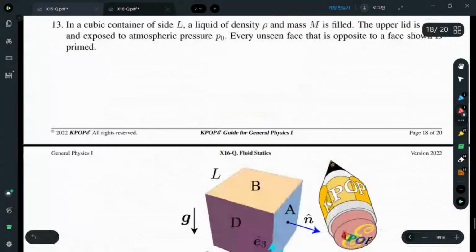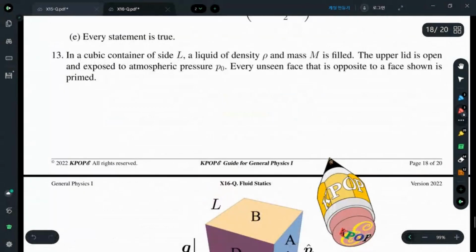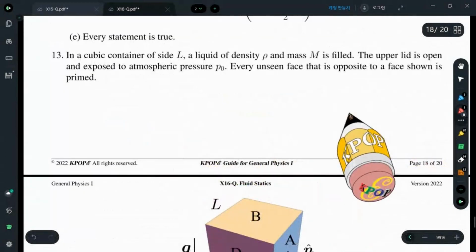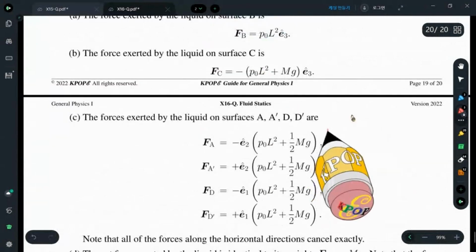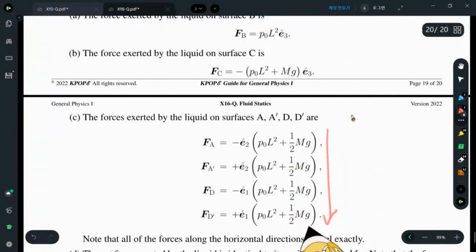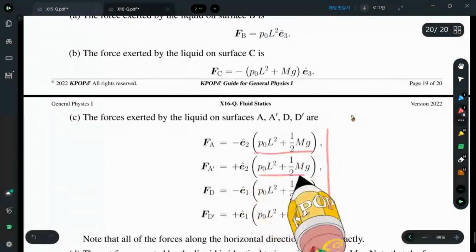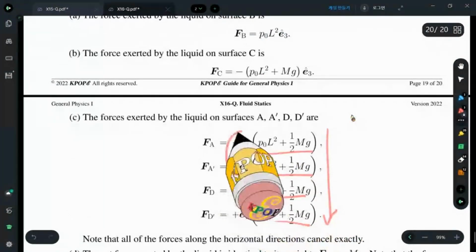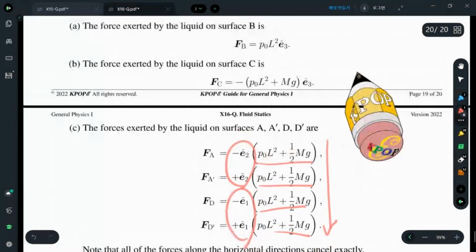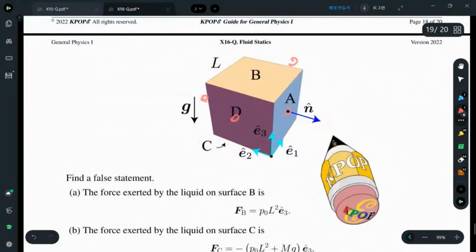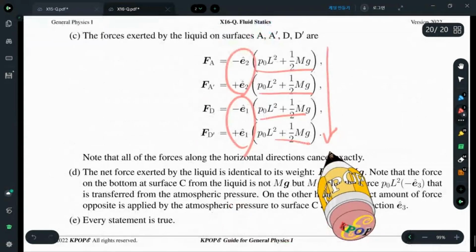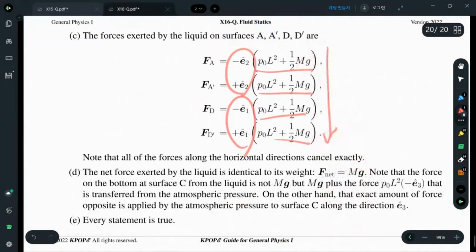We use the same problem. This is a repeated calculation, the same magnitude, but these two pairs, A and A prime, D and D prime, they cancel exactly. Okay, that's it for today.